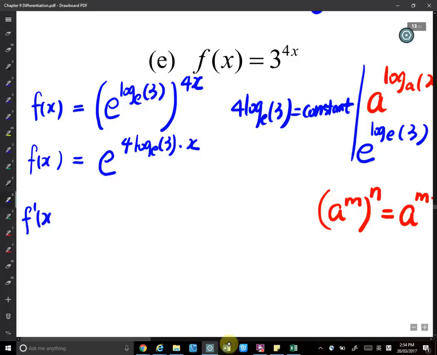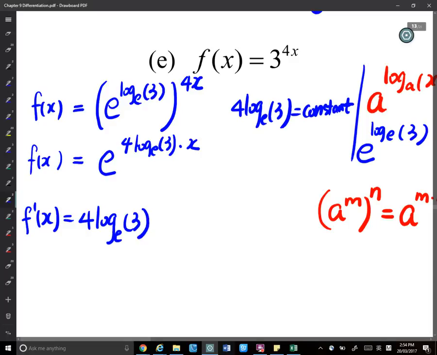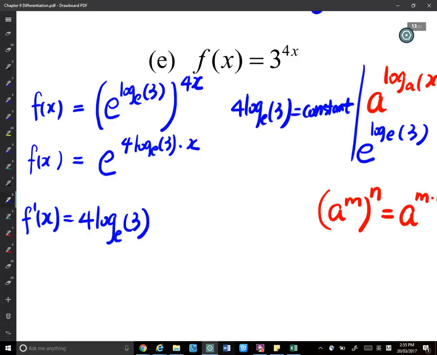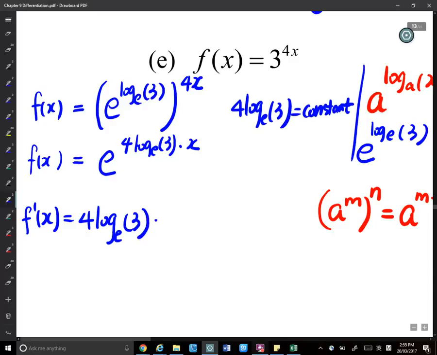Then what is f'(x)? f'(x) will be derive the top. That's linear, a times x, so derive the top. The top is 4 log_e 3, that's whatever you have on the a, the constant. And then you repeat again what you have for the exponential, so e to the power of 4 log_e 3 times x.